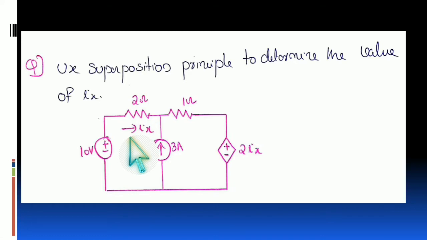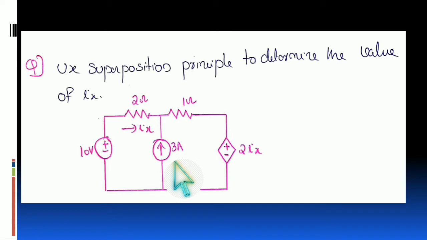Since we are using superposition theorem, first we have to calculate two quantities: the current through this 2 ohm resistor when this 10 volt source is acting alone, and the current through this 2 ohm resistor when this 3 ampere source is acting alone.